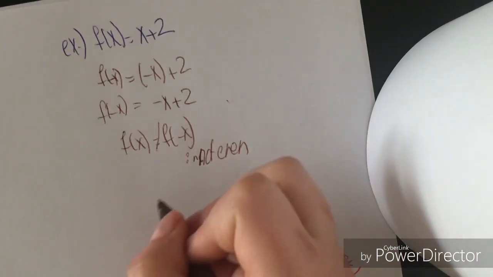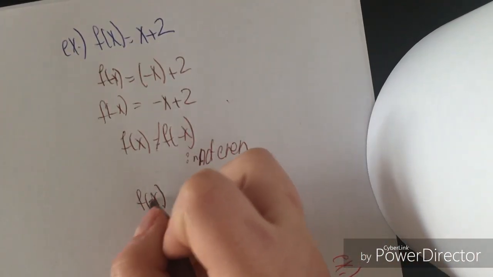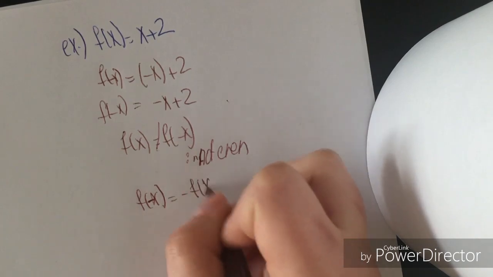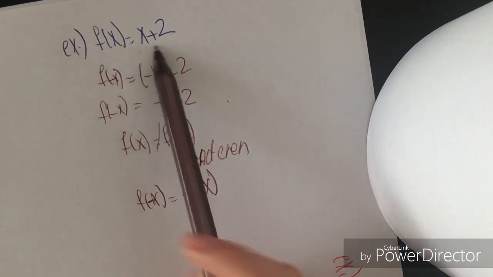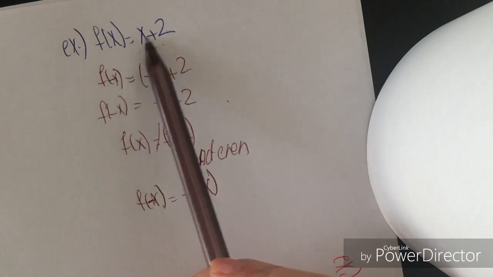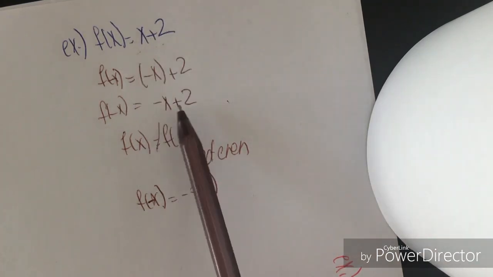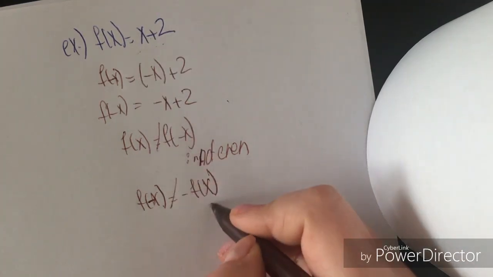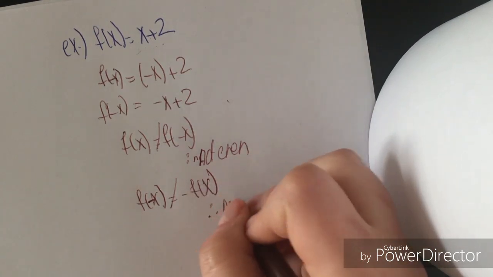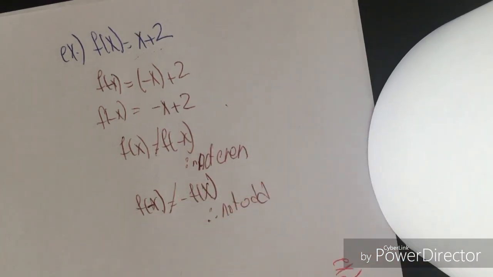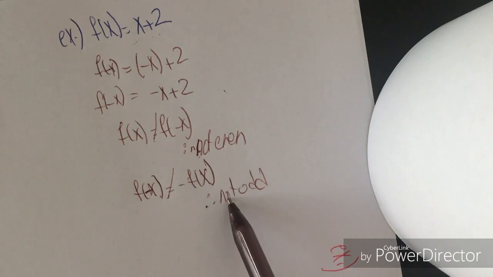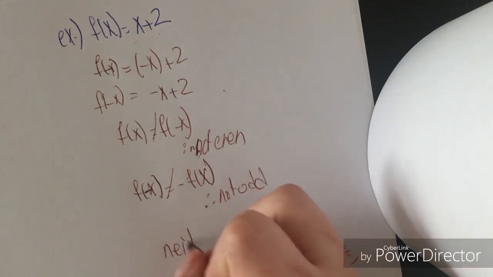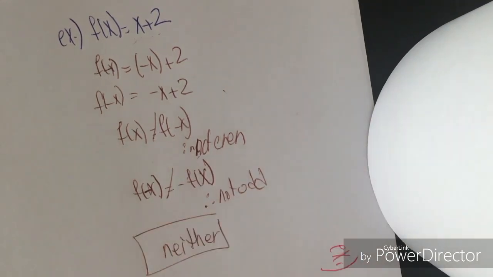And is f of negative x the same as negative f of x? No, because if we multiply this by negative 1, we're going to get negative x minus 2, but we have negative x plus 2. So it's not odd. If it's not even and not odd, it's neither.